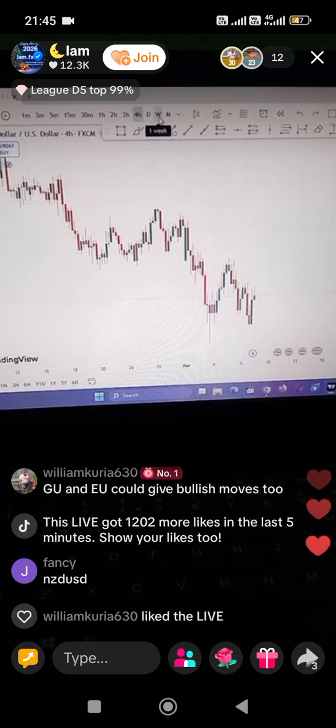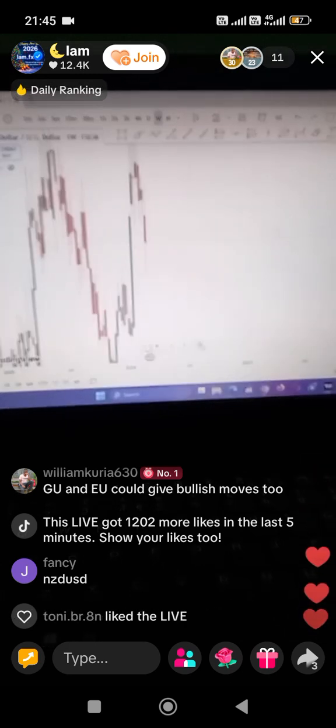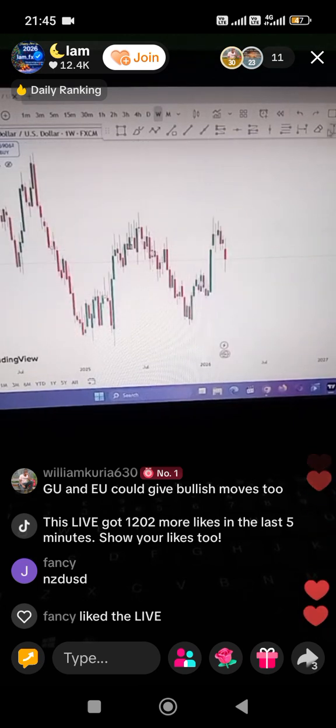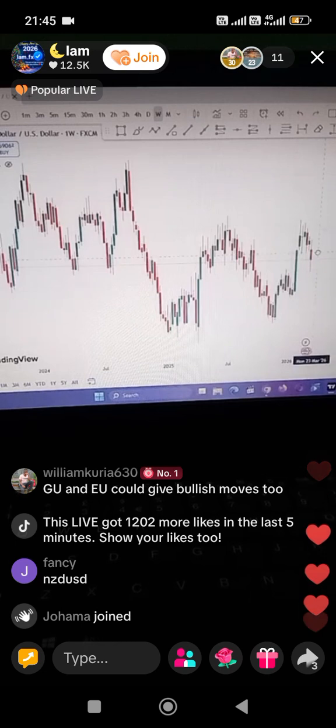But all you need to do is first begin with a top-down analysis to get to know where the market is and where it's going. So this is NZD USD for you.